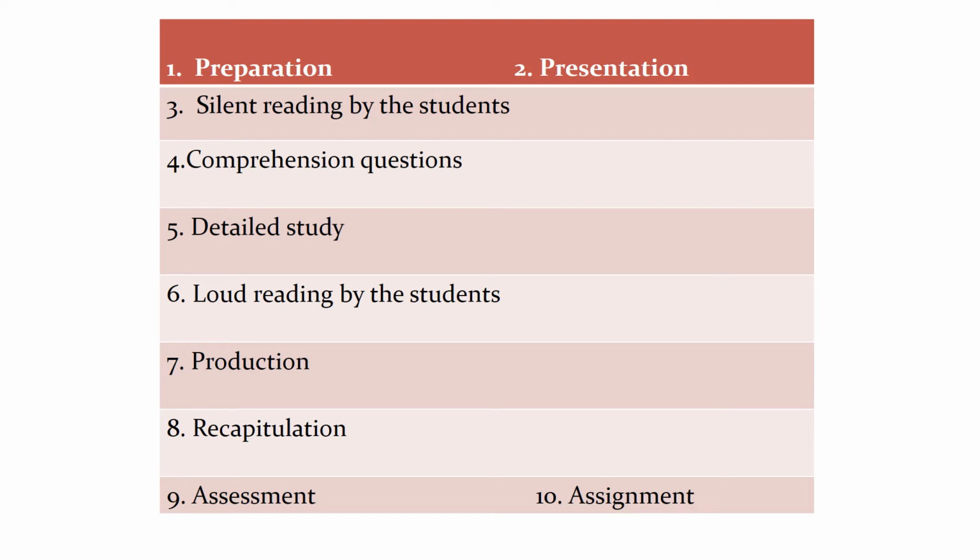So let us move on to the procedure of teaching a prose lesson. The steps are given here. Preparation. The teacher can prepare and give an introduction to the students so as to generate interest in them. Then presentation of the lesson, silent reading by the students, asking comprehension questions, moving on to a detailed study of the lesson, followed by loud reading by the students in the classroom, then production, recapitulation, assessment and assignment. So this is how a prose lesson should be taught.